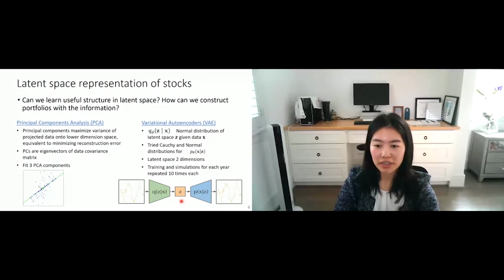And we chose our latent space to be 2 dimensions. And Q and P are represented as neural networks.